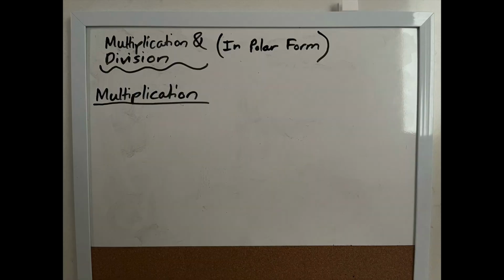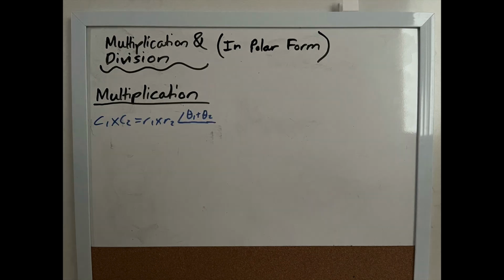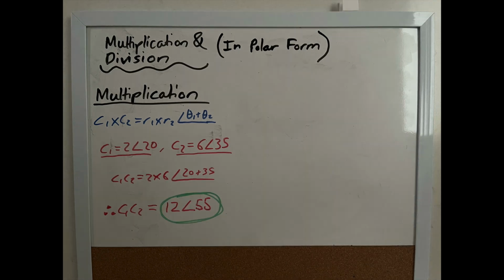Now, once in polar form, multiplication and division operations are especially convenient, as seen where multiplication is simply multiplying the two magnitude r's together and the summation of the theta values, where the two magnitudes in this example of 2 and 6 are multiplied together to give a resultant of 12, and the two thetas of 20 and 35 are added together to give a resultant angle of 55 degrees.